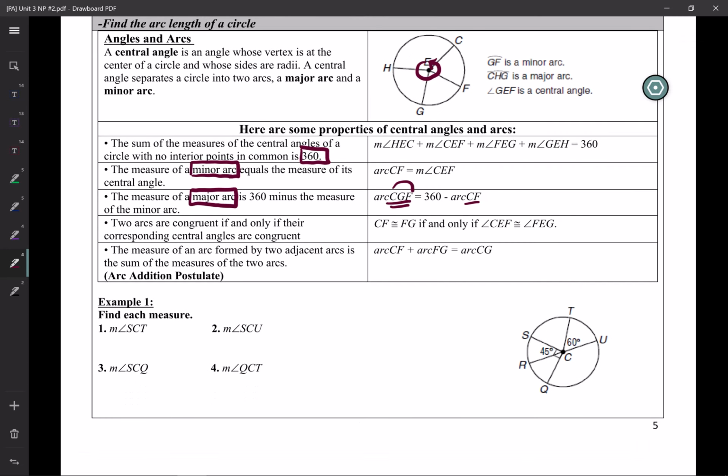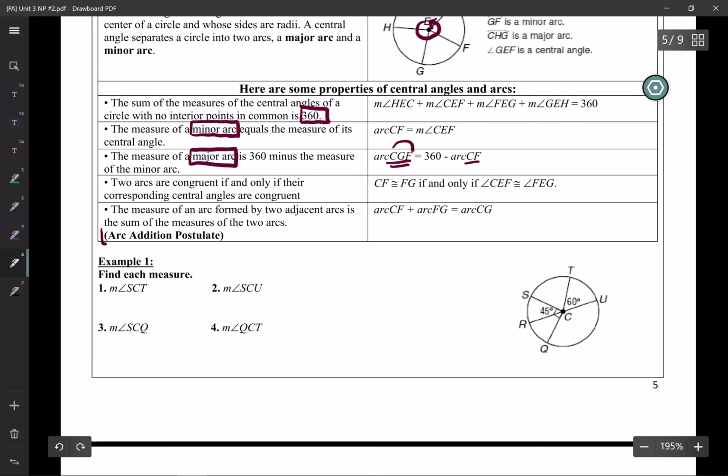2 arcs are congruent if and only if their corresponding central angles are congruent. That's just a property based on logic: if their central angles are equal, then obviously the arcs are going to be equal. And last but not least, the arc addition postulate. This is very similar to the other postulates we had. Essentially, if I add the measures of 2 small arcs, it gives us the measure of the large arc.